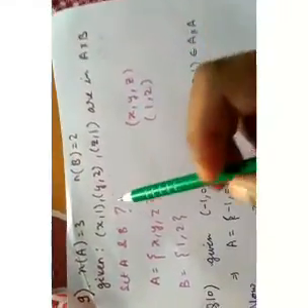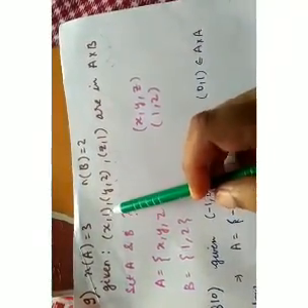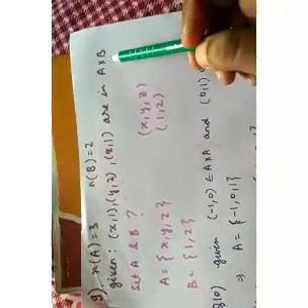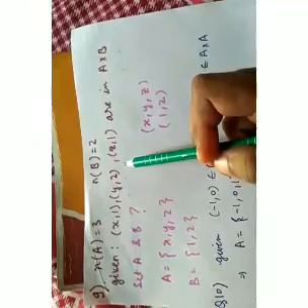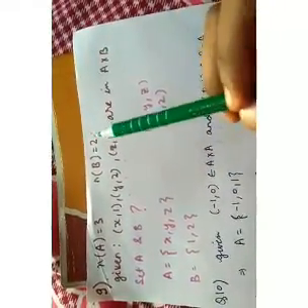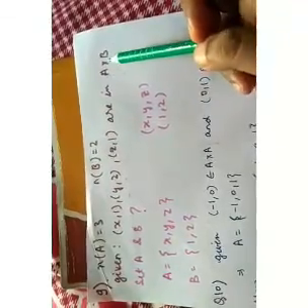Question number 9: let A and B be two sets such that n(A) equals 3 and n(B) equals 2. If (x,1), (y,2), (z,1) are in A cross B, then find A and B, where x, y, z are distinct elements. Given (x,1), (y,2) and (z,1). These are the elements in A cross B. Now we have to find the set A and the set B.